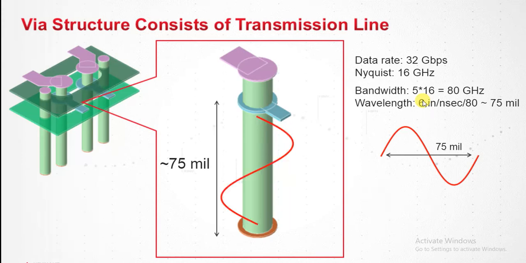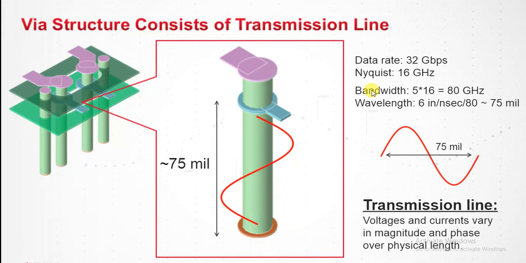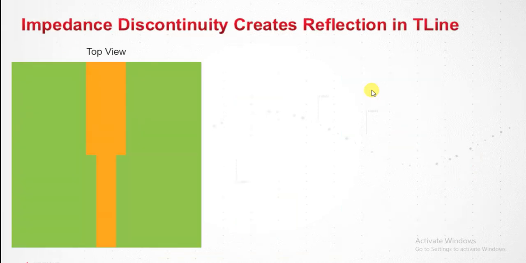And when a wavelength fits in the physical length, when the voltage and the current wave can fit in a physical length, and it's varying with the physical length, that's the definition of a transmission line as defined on the bottom right-hand corner. So in order to understand this dip behavior, we have to understand transmission lines. What's so special about the transmission line is the reflection that it's going to create when the wave sees an impedance discontinuity in the transmission line.